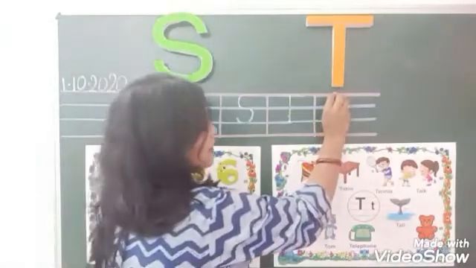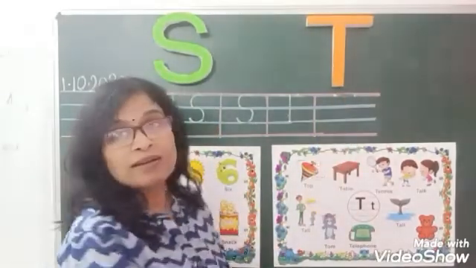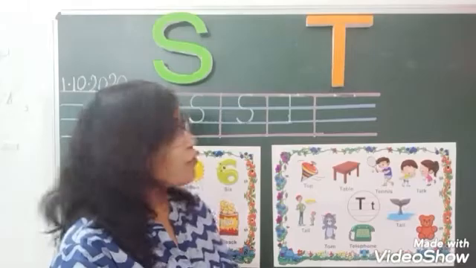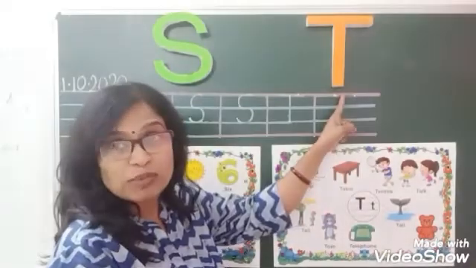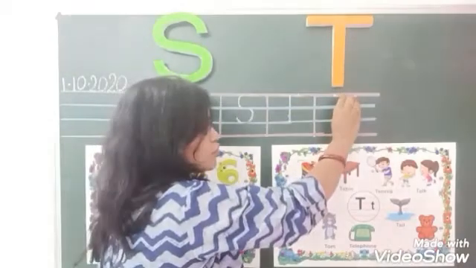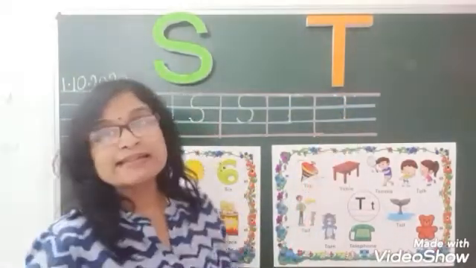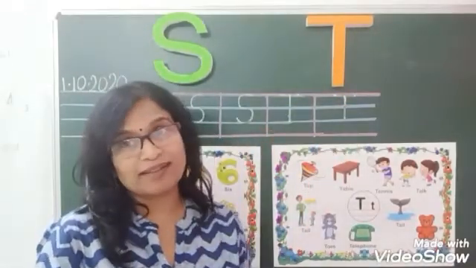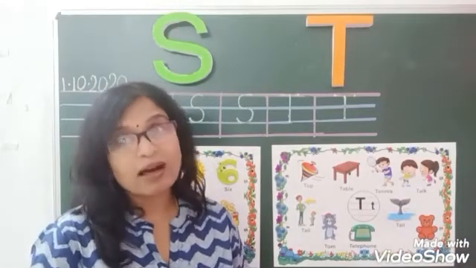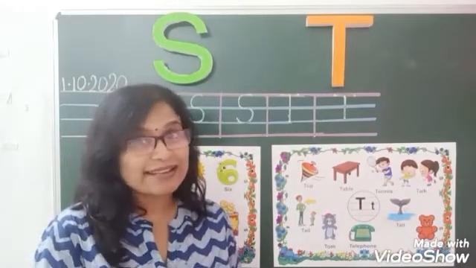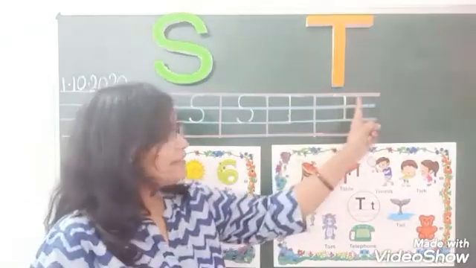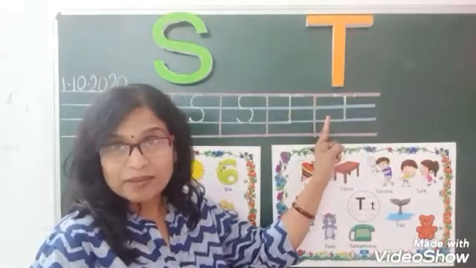See? A sleeping line on the red line. And from the center, ekdam beech mein se, from the center of that sleeping line, you have to make a standing line till the second blue line. Okay? This is how you have to write letter T, sleeping line and standing line.